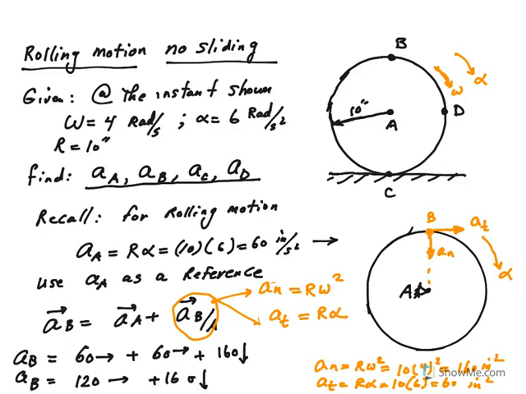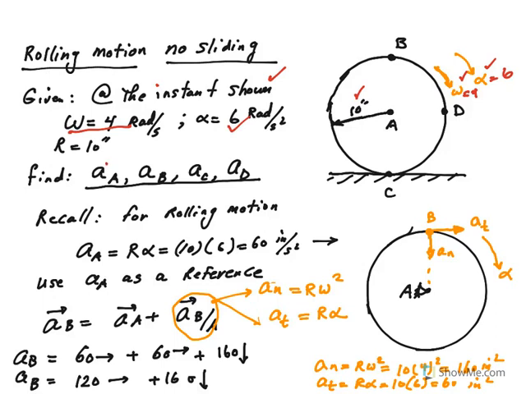In this case, we have a disc or a wheel that is rotating clockwise with an omega and actually accelerating in the same direction, with the radius of the wheel being 10 inches. At this instant, the instant shown, omega of the body is 4 radians per second, and alpha of the body is 6 radians per second squared, as shown here.